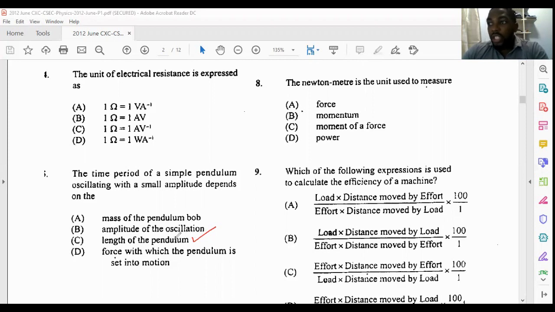But what really changes the period of oscillation, the time it takes to swing from one extreme point and back to where it started from, is the length of the pendulum. The force with which the pendulum is set in motion is basically allowing it to fall due to gravity on its own swing. So C is our most appropriate answer there. Let's see, what's the next number?